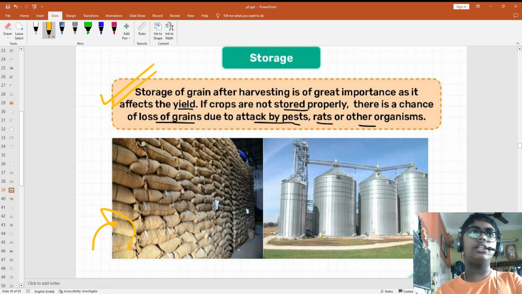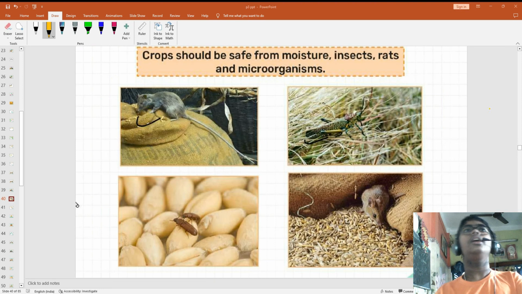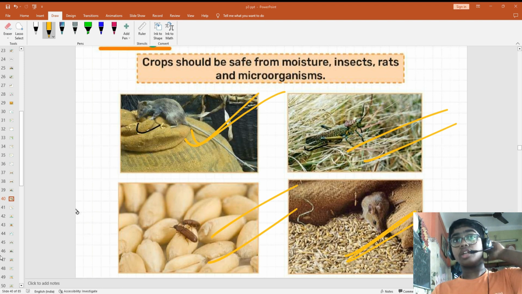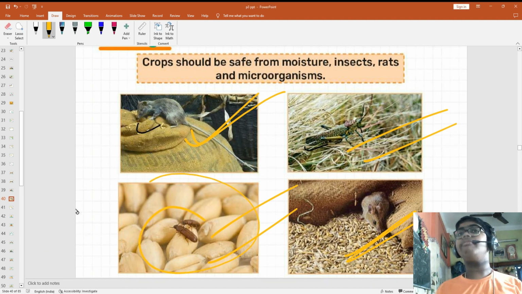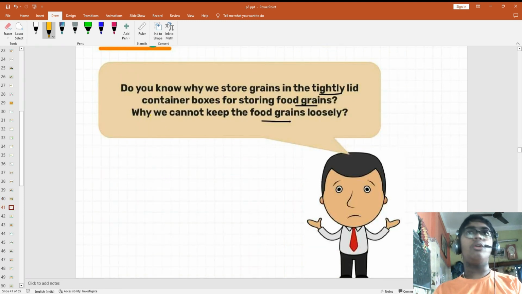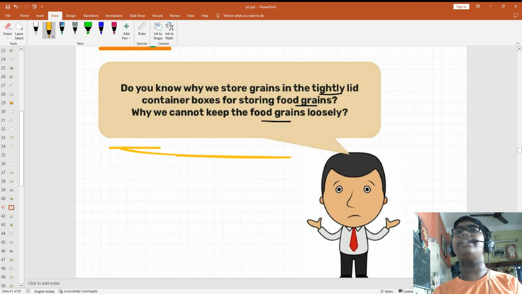See, we are storing in bags, gunny bags, these are called. So crops should be saved from these things: moisture, insects, rats and microorganisms. Like this, this is the potato that is attacked by a termite. They will spoil it, and that is not suitable for human use because we will get food poisoning. So they should be kept safe. So how should we keep them safe? By storing them.